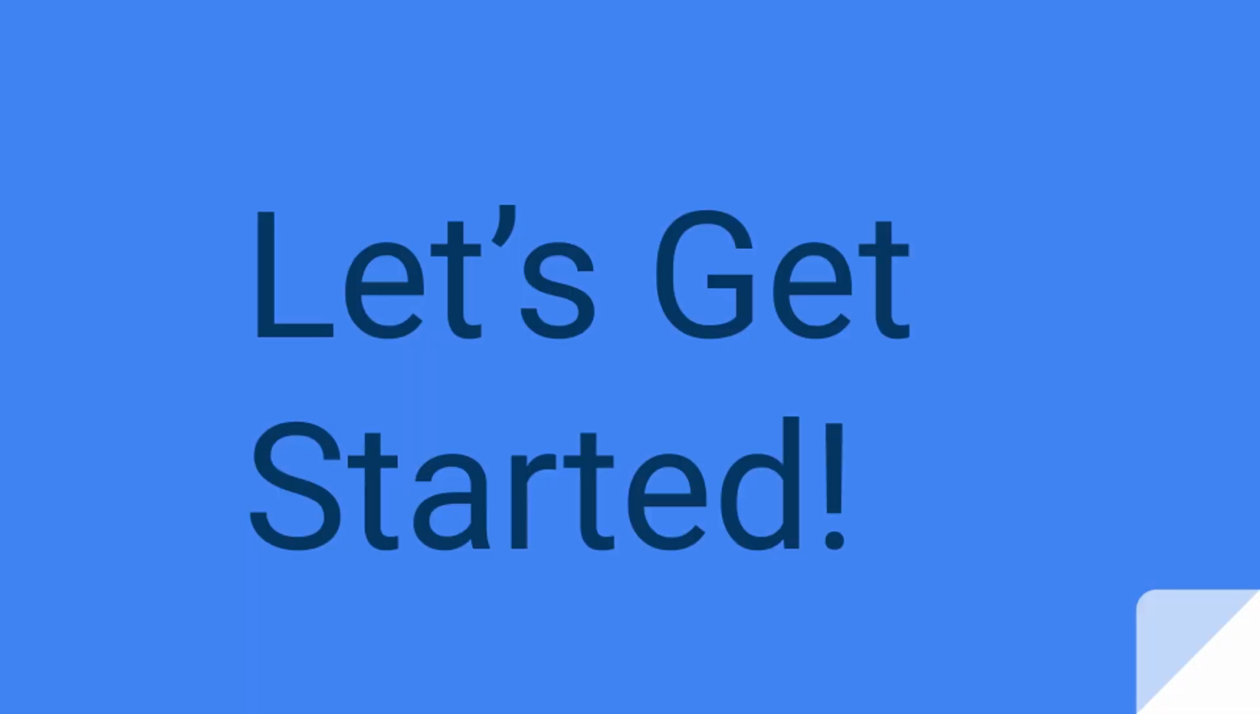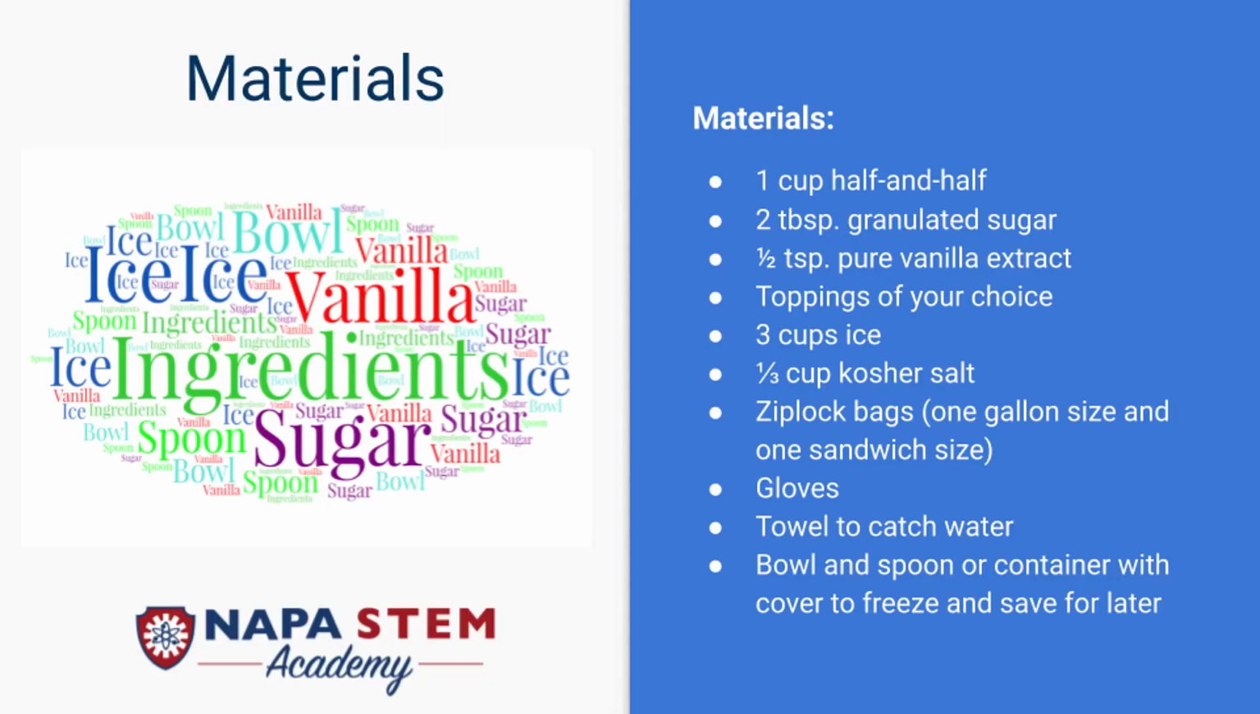Now that we've armed ourselves with plenty of science knowledge, let's get started with our activity. For this one, you're going to need the following materials: 1 cup of half and half. Now, for this experiment, we used a dairy-free substitute to make sure it was the same, and it tasted just as great. So if you need a dairy substitute of half and half, you can use that, and it'll be just as good.